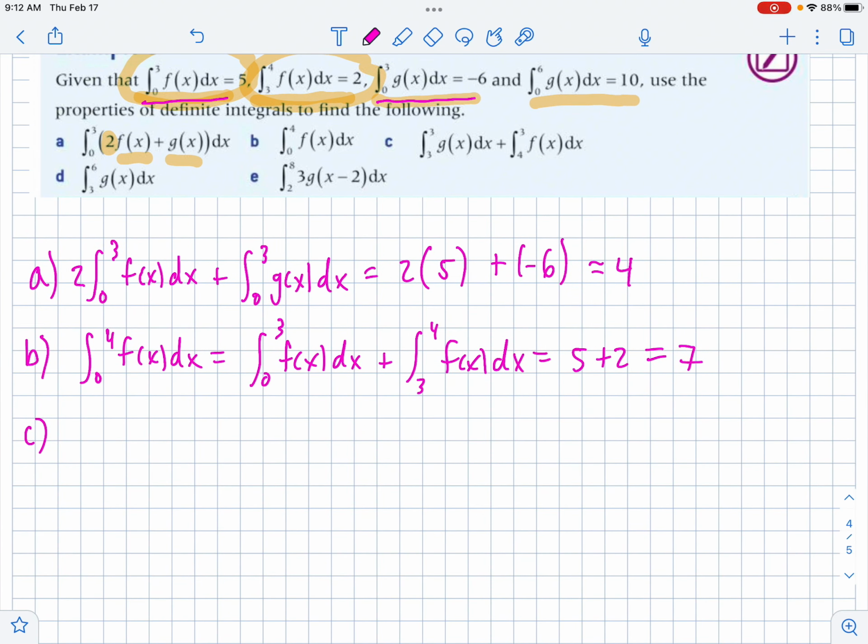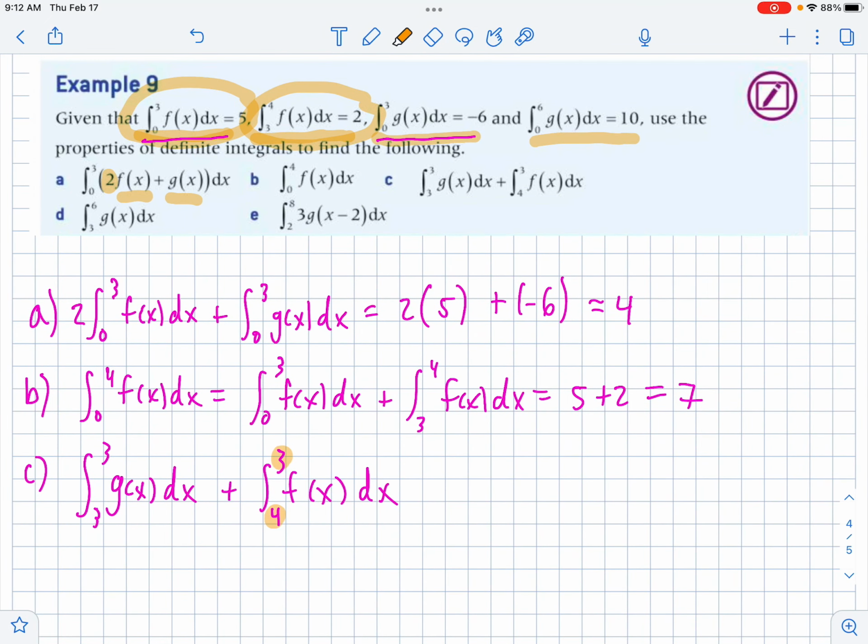Part C, we're going 3 to 3 on g of x. First of all, that's like a trick question. If you're going from 3 and stopping at 3, you're not really getting any area, because there's nothing. When you start at 3 and stop at 3, there's no area involved. The second part is interesting in that these two things are flipped. Really, the trick with that one, since we already have 3 to 4 for f up here, is that if you're going backwards when they're flipped, it's just going to be a negative version of that. So this is going to be 0 plus -2, which is -2.